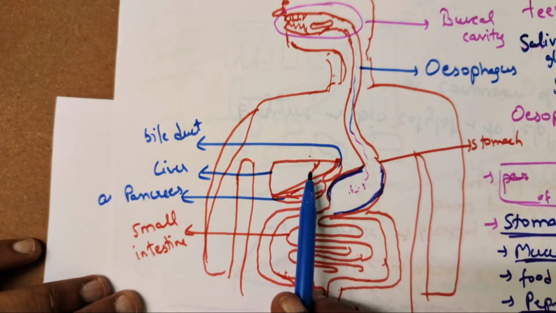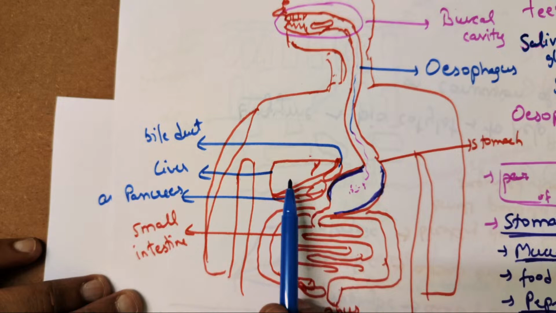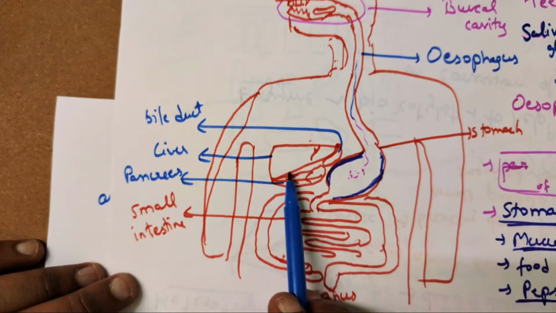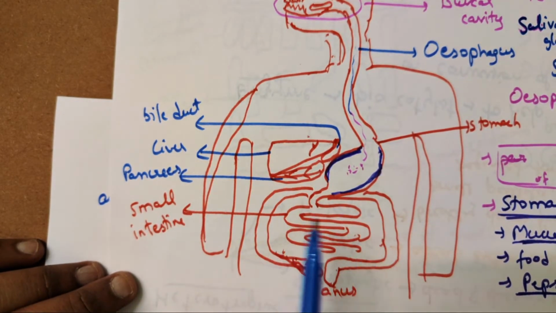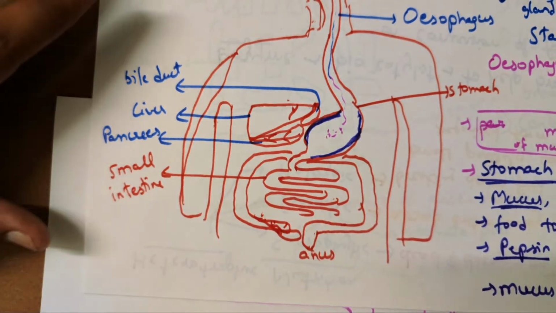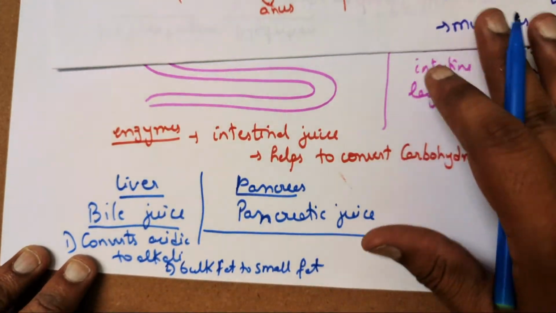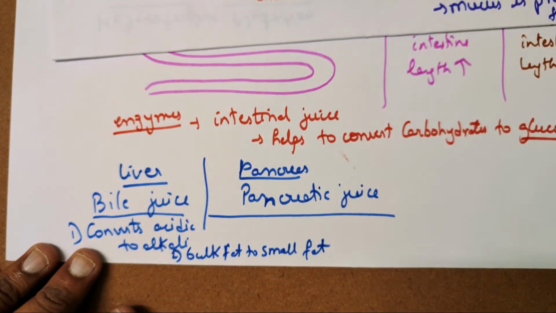In the same way, the excess storage happens in the bile duct. If the bile duct is already full and the liver is still excreting bile, then it will go to the stomach and cause a serious infection, resulting in jaundice. So let's come back to the chapter. The bile juice, as I mentioned, does two things. It converts acidic food to alkali food, that is acidic medium to basic medium. And second, it converts bulk food, that is larger particles of fat, to smaller particles of fat.